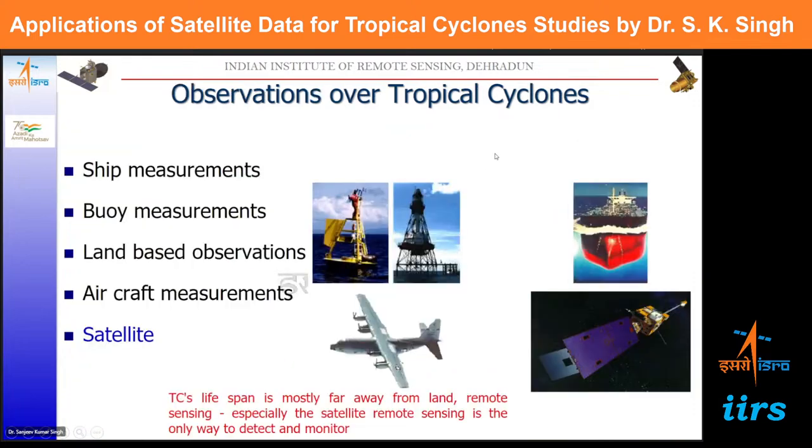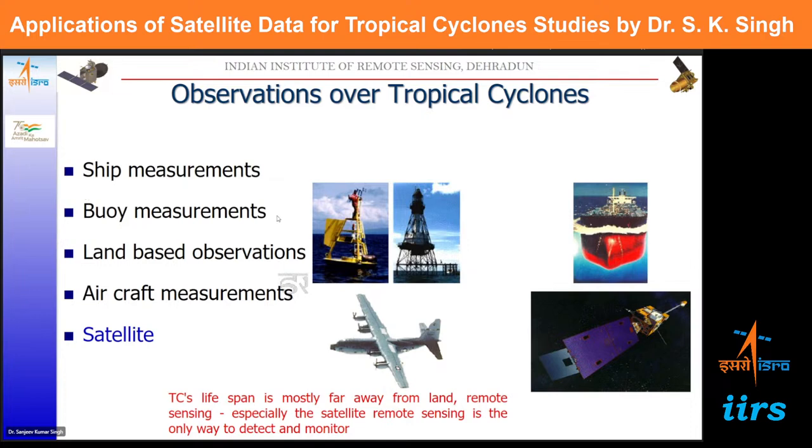You know that the tropical cyclone spends most of its life over the ocean. So what is the observation over the tropical cyclone? There is ship measurement, which plays a very important role. In ship measurement, they take the ship into the ocean and take measurements of sea surface temperature, salinity, winds, and so on. But during a cyclonic disturbance, it is very difficult to take the ship into the deep ocean.